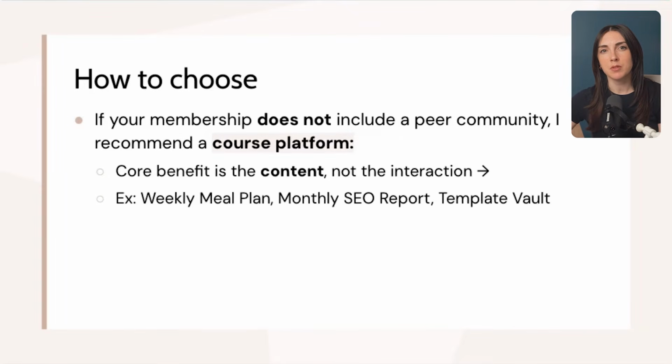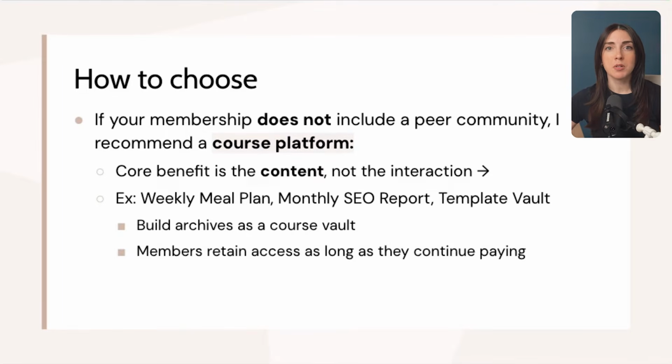And a few examples we shared earlier were things like a weekly meal plan, a monthly SEO report, or even a template vault. And in this case, I think the simplest starting point is maybe just to build out an archive as a course vault or even as a Google Drive folder where members retain access as long as they continue paying. Of course, this might grow and evolve in the future, but if your members are primarily paying for content or a recurring asset, then this might be the way to go.